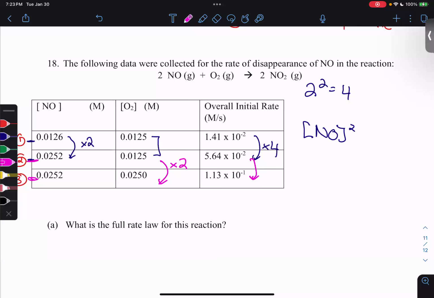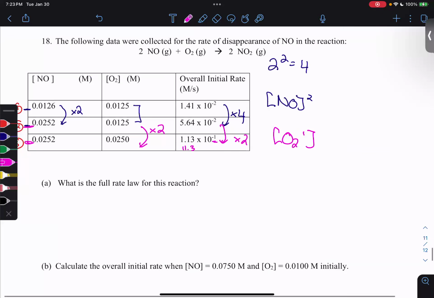This one's a little harder because of the scientific notation. You can think of this as 11.3 because of the exponent. So it's doubling. So what's the order of O2? First order. So O2 is first order. All right, so there's basically our rate law.